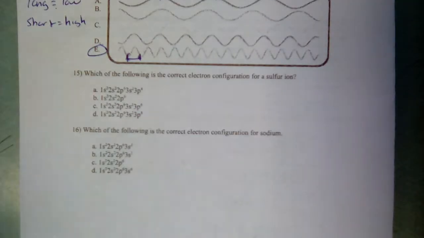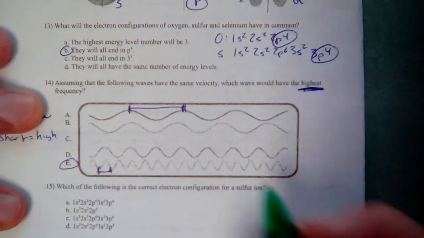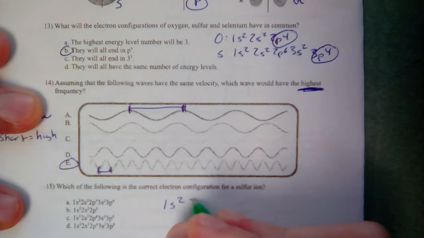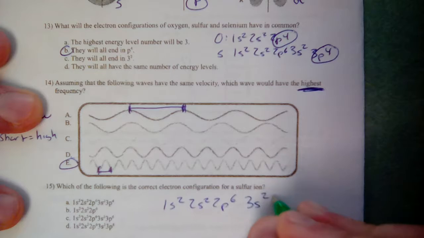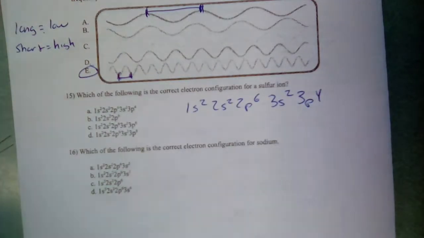More electron configuration fun, which is the correct electron configuration for a sulfur ion. Well, we already have the electron configuration for sulfur. It's right here. Again, 1s2, 2s2, 2p6, 3s2, 3p4. That's the normal electron configuration for sulfur. If you have trouble with those, there's a whole video I put up about electron configurations.